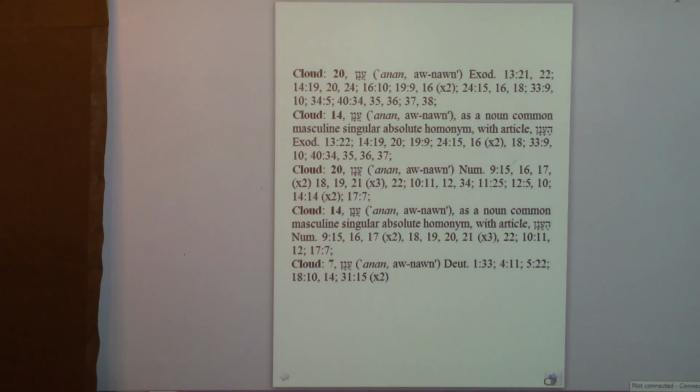The word cloud, 20 times in Exodus. Cloud, 14 times. There are different ways to write these. 14 times in Exodus. Cloud, 20 times in Numbers. Cloud, 14 times in Numbers. And cloud, again, 7 times in Deuteronomy. The word is constant. That word cloud that describes the presence of God in the cloud, that word is in meter everywhere it appears in the various books and various forms in which it's presented.